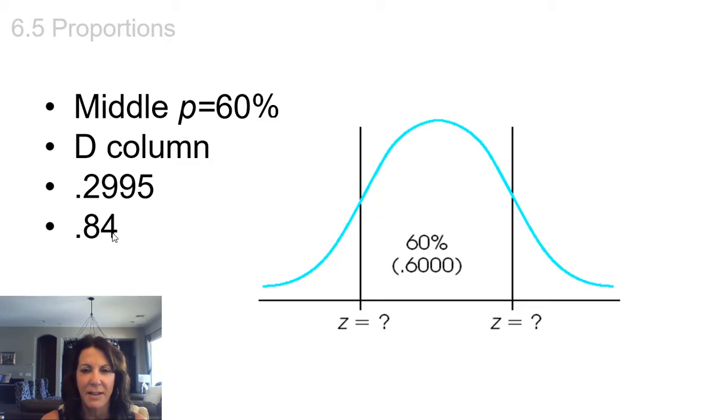So what does that tell us? It tells us that the z-score that sets off the lower boundary of the middle 60% is negative 0.84, and the z-score that sets off the upper boundary of the middle 60% is a positive 0.84. So we have negative 0.84 to positive 0.84, and that encompasses 60% of the distribution.